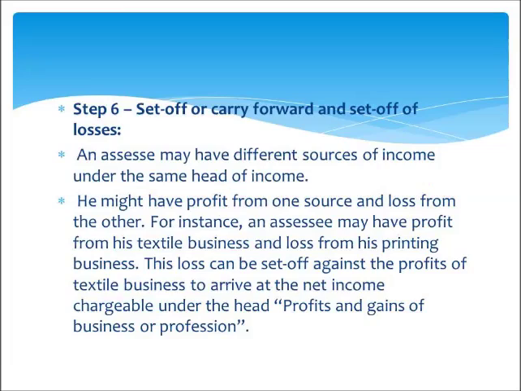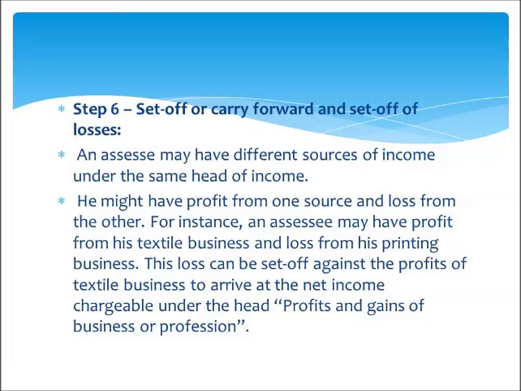Now we come to step number 6, that is set off or carry forward and set off of losses. What does this step mean? Now, what happens is that an assessee may have different sources of income under the same head of income. Like under the head profit and gains of business and profession, he might have profit from one source of business and loss from the other source.